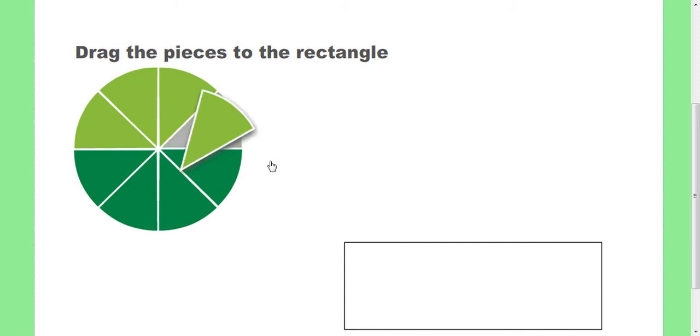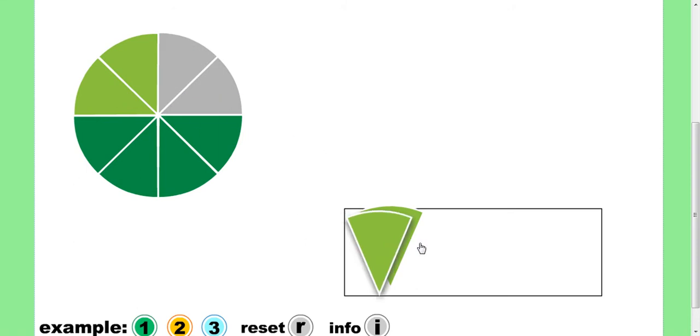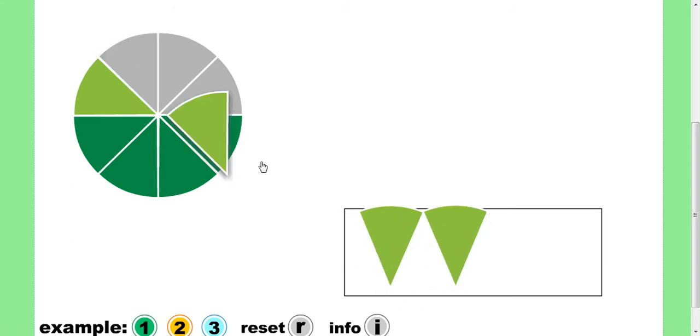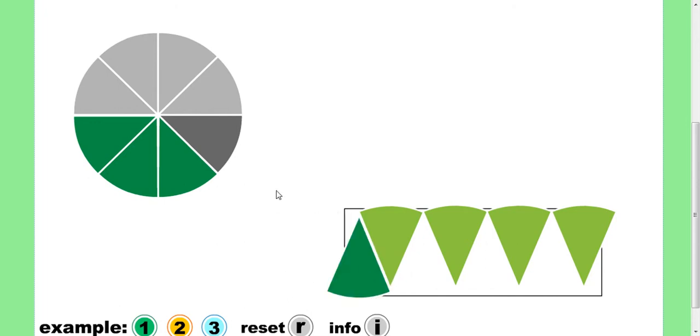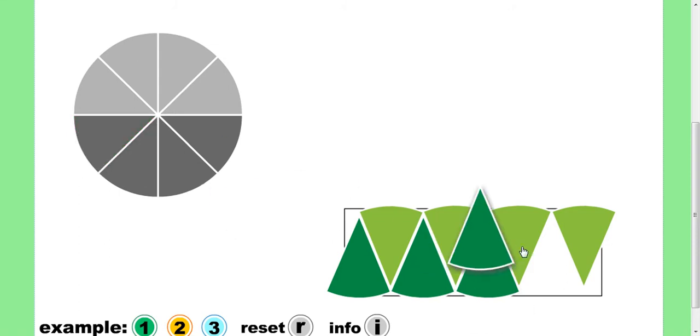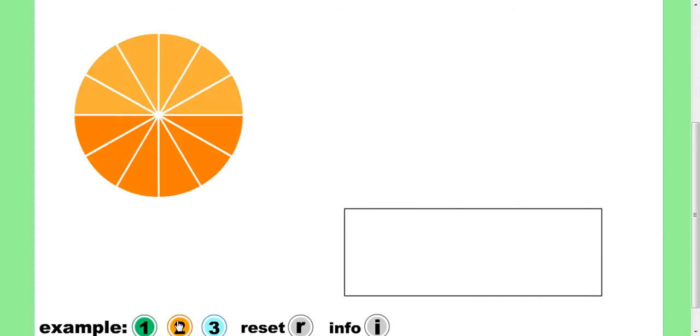So if we drag the pieces into the rectangle, firstly, if we split the circle into these kind of sectors, and we try to fit them into the rectangle, they don't really fit very well. It's almost a rectangle, but not really. So what we can do is make the sectors smaller and see if that works better.